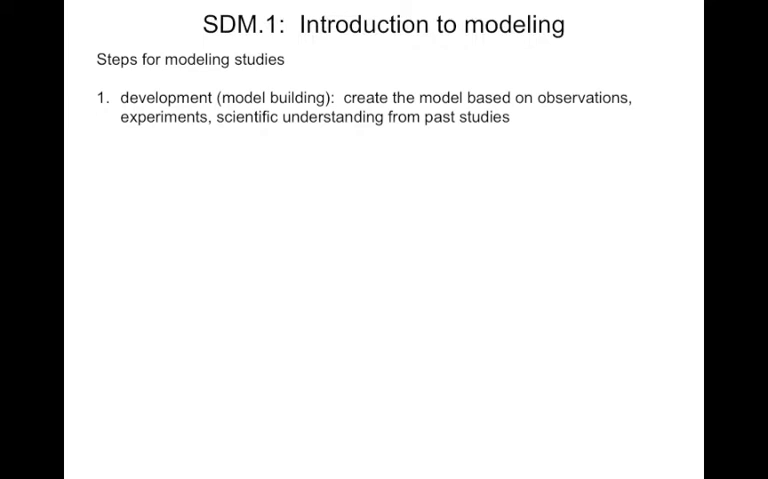Okay, so what does one need to do in order to develop a model? So first, to develop and use a model, the first thing to do is to develop the model. This is also called model building. Basically, the model needs to be created based on observations or experiments or scientific understanding from other studies. So we need to know something about the species of interest to build a model.